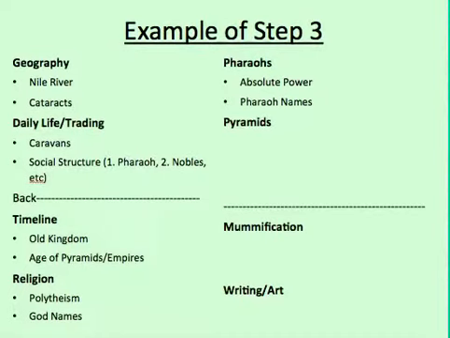Here's an example of step 3. So some key points in here are the Nile River, which I know is geography, cataracts, which are also geography. I know that when we're talking about the age of the pyramids or the age of the empires, we're talking about timeline information. Polytheism is a religion. Pharaoh names are part of the pharaoh unit.